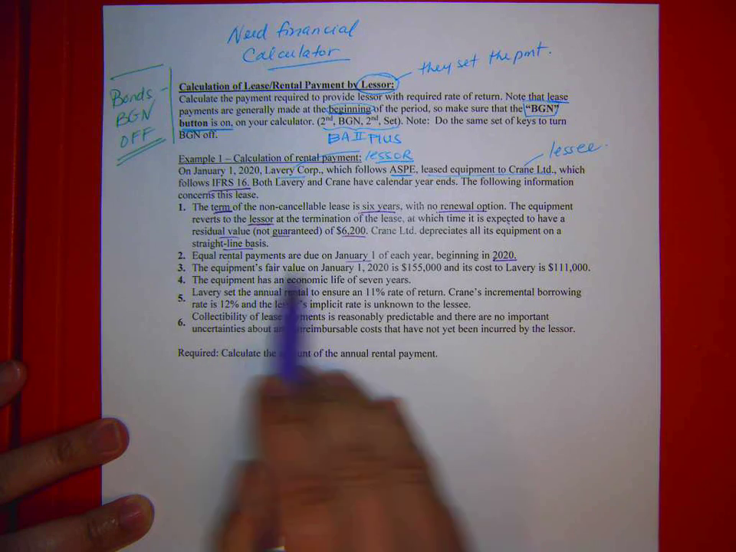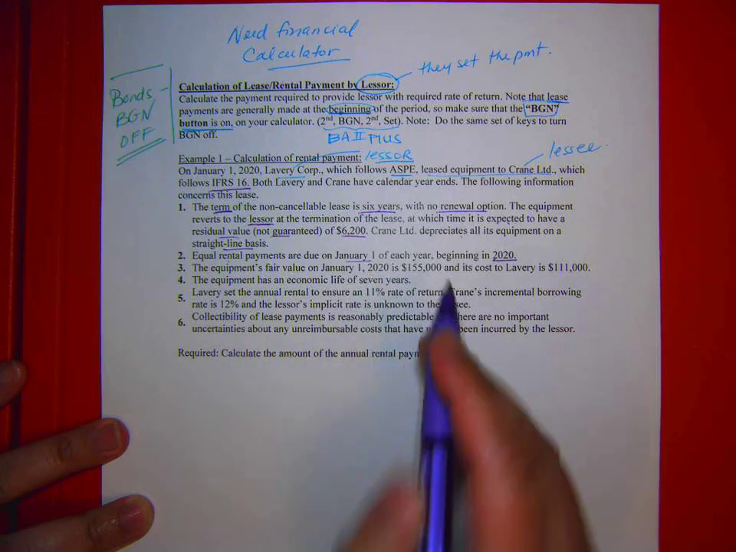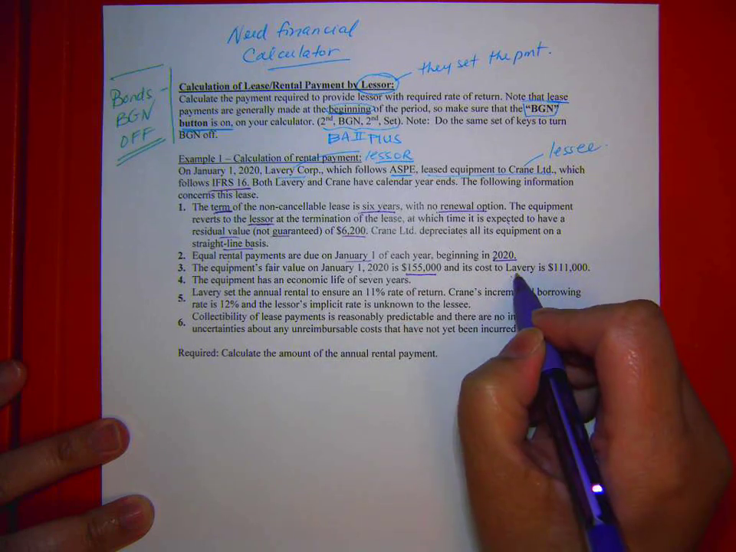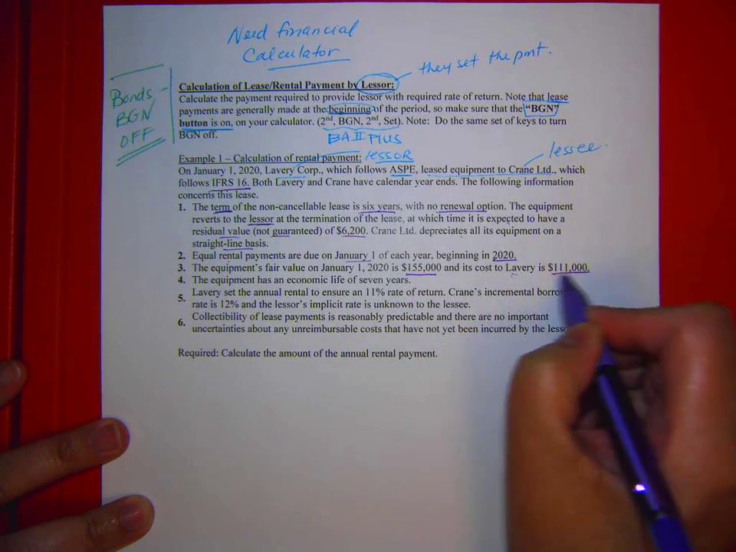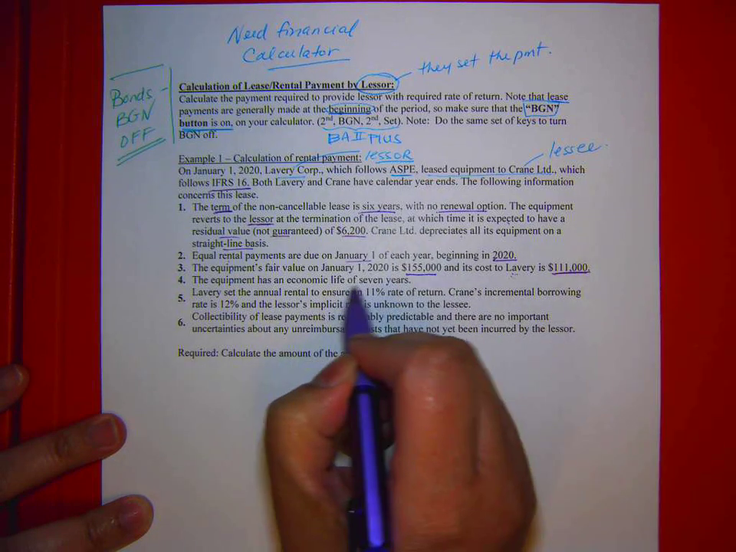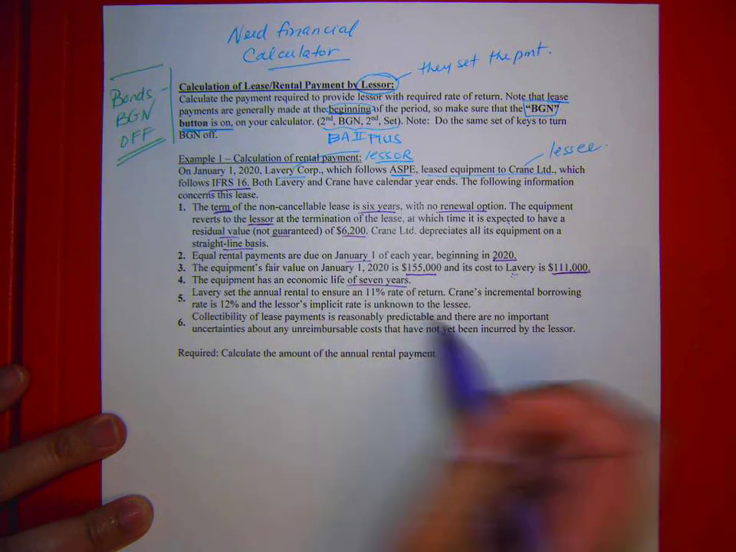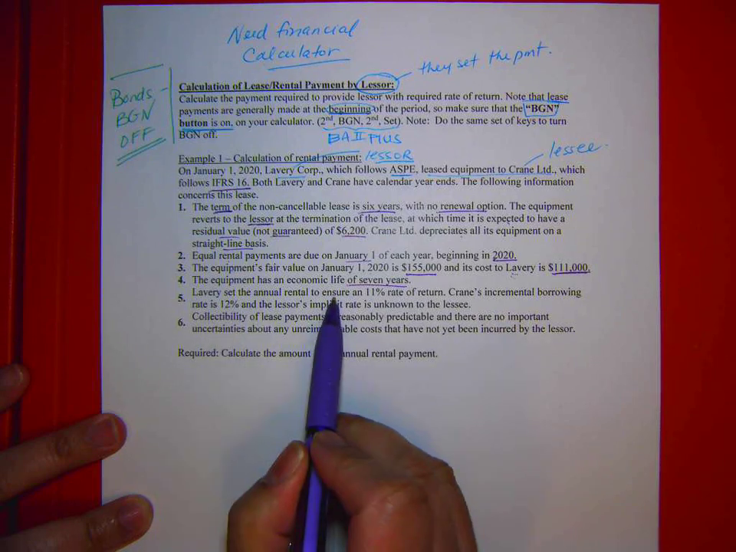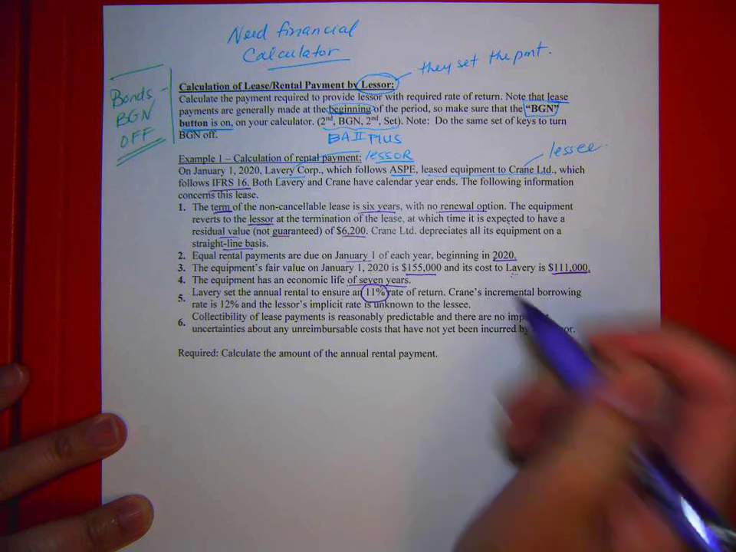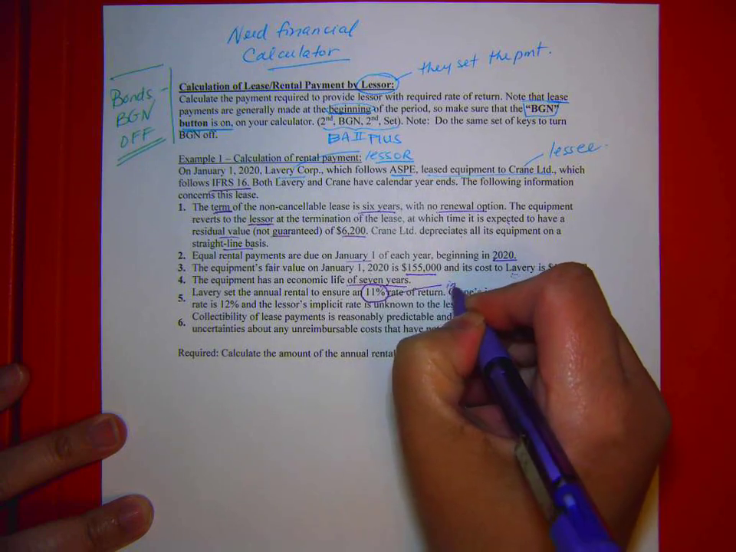The equipment's fair value on January 1st, 2020 is $155,000, and its cost to Lavery is $111,000. The equipment has an economic life of 7 years. Lavery set the annual rental return to ensure an 11% rate of interest. So that's implicit in the lease.